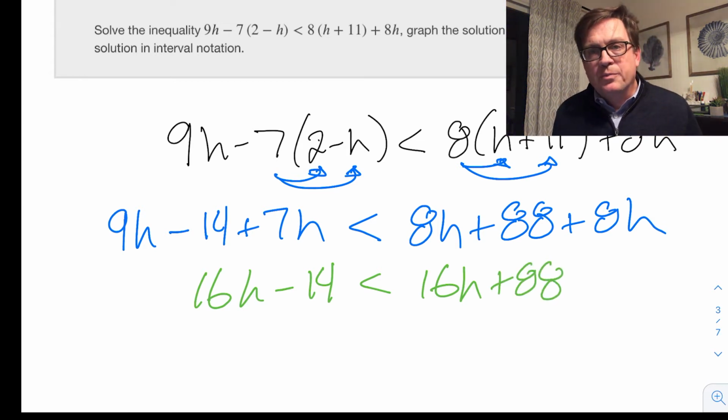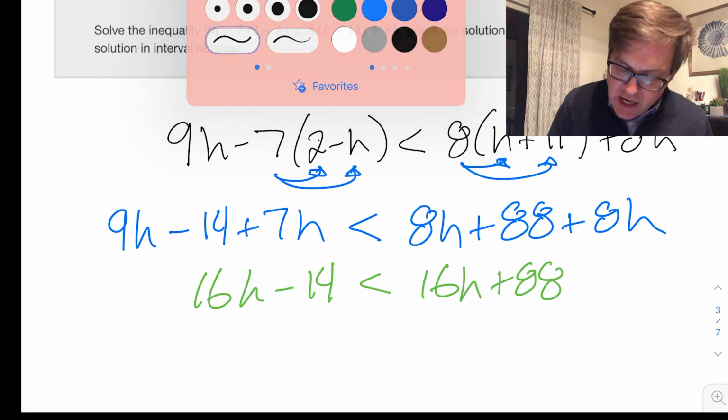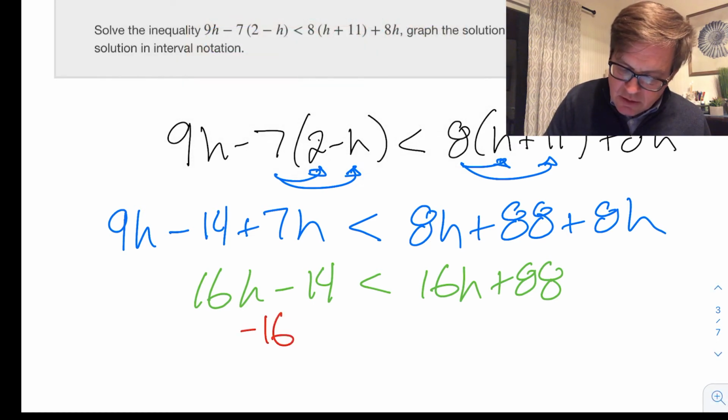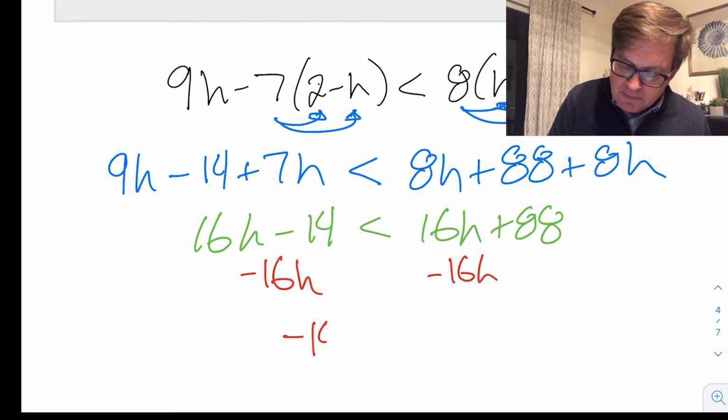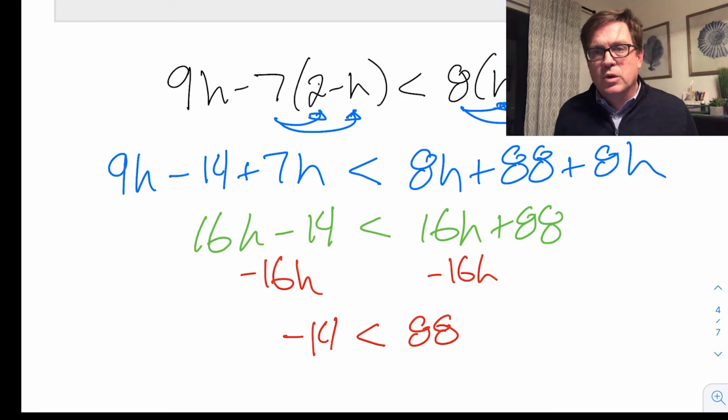And then what do you do? So now you move all the h's to one side and move all the constants to the other side. So let's subtract 16h from both sides. And in this case, what happens? The 16h's cancel each other out and the h's disappear. If they hadn't disappeared, you would end up with something like 3h is less than 88. You divide by 3 and get your inequality.